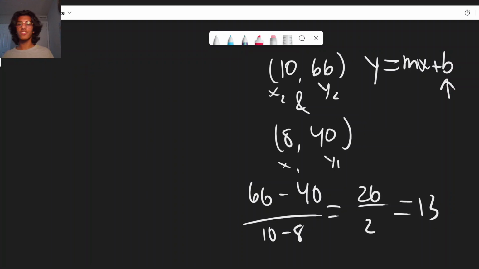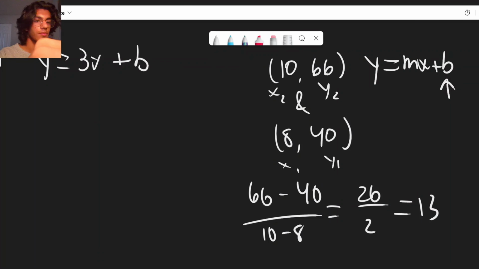And it's rather simple to do so when you already have your slope. So to figure out the y-intercept, let's first of all plug this into the y equals mx plus b formula. Alright, so we now have y equals 3x plus b. We're trying to figure out b, and this is not a 3, this is a 13, my bad. So 13x plus b.